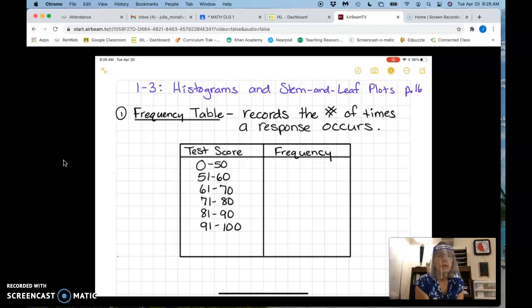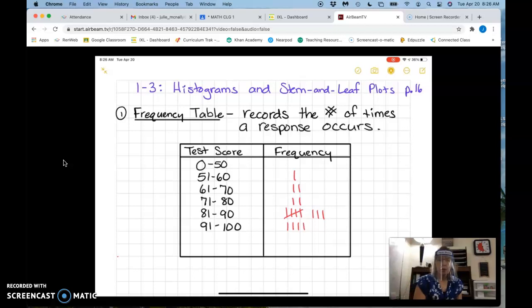So we're looking at a teacher's test score data from her classroom, and no one scored between 0 and 50, so we're going to leave that one blank. But 51 to 60, one student got a grade in there. 61 to 70, 2 students. 71 to 80 was also 2 students. 81 to 90 was 8 students. And then 91 to 100 was 4 students.